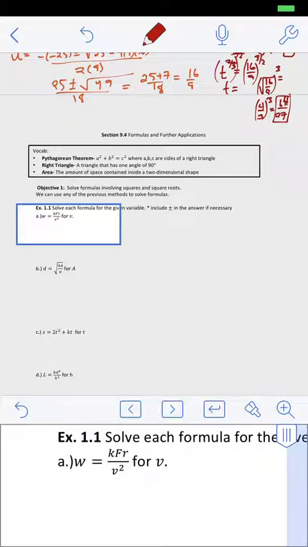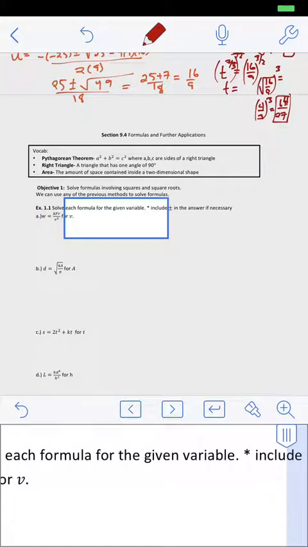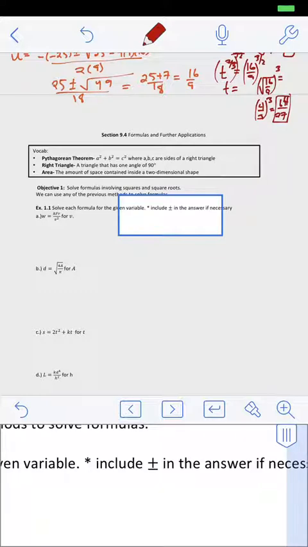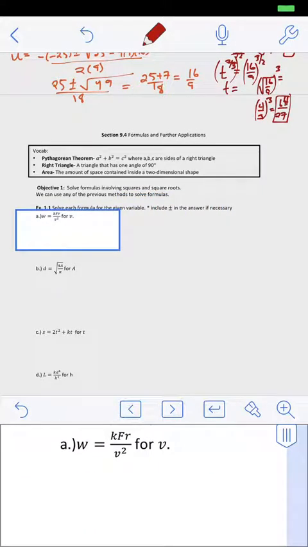We're going to just rearrange them. Solve each formula for the given variable. Include plus or minus answer if necessary. Okay, so all of those rules still apply. Those variables are not special. They think they're special, but they're not. They're just numbers we don't know yet. So all of the rules about square root property still apply.